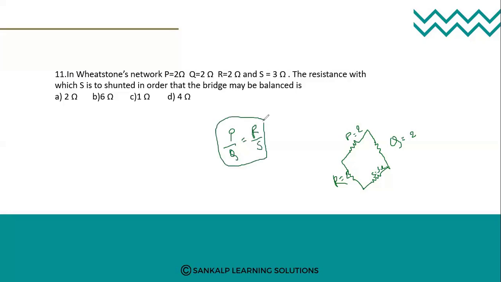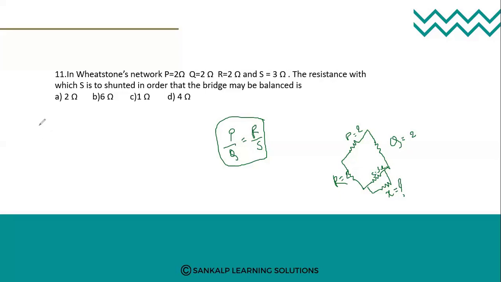So what they're asking in the question is how much resistance you need to connect here so that the bridge becomes balanced, because here 3 ohm is there. So which resistance can you connect here to make the bridge balanced? I hope the question is clear to everyone. If not, you can tell me in the chat box to repeat. We need to calculate the value of X resistance, which is shunted, which is going to be connected at S, so that the circuit becomes balanced.